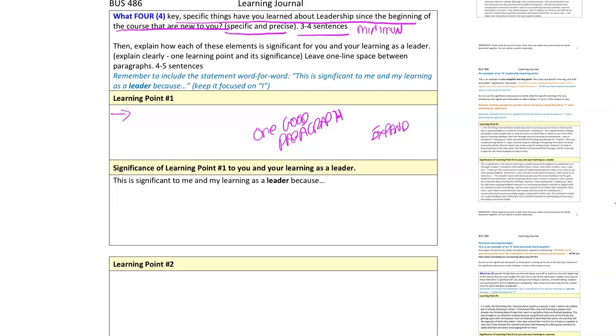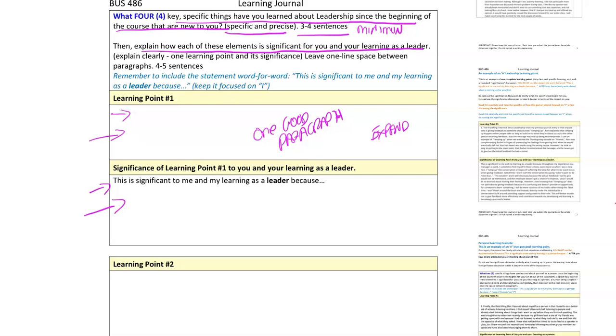And in the second box here, you answer the second question, which is, then explain how each of these elements is significant for you and your learning as a leader. In this case, you do 1. So the first learning point goes here in this first box, and then the significance of this learning goes into this one.